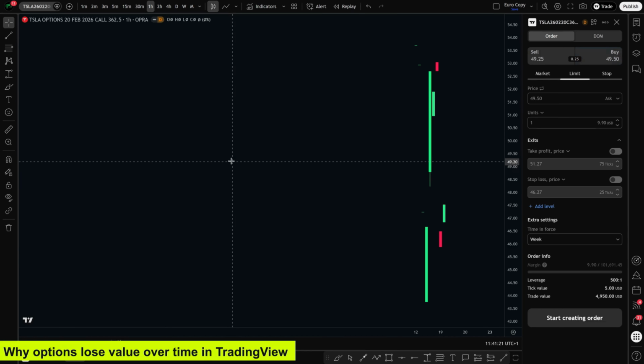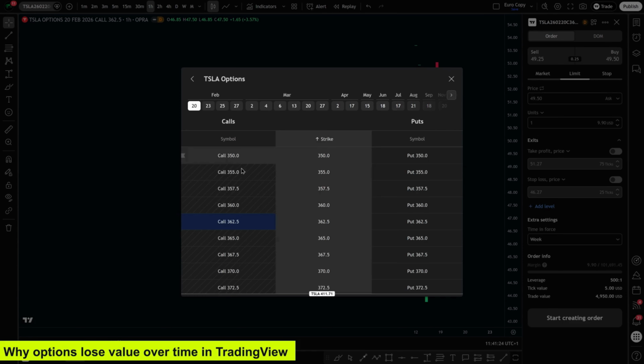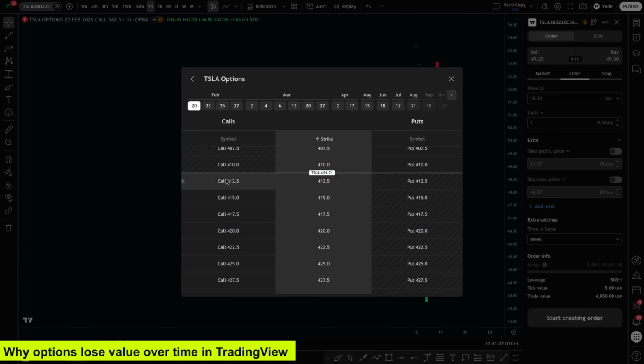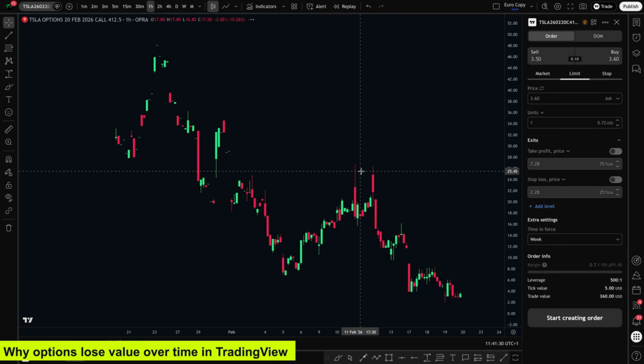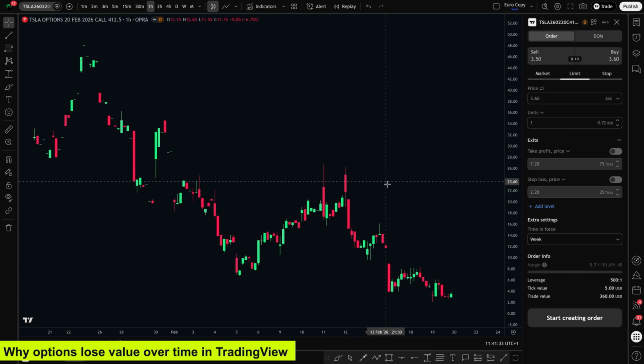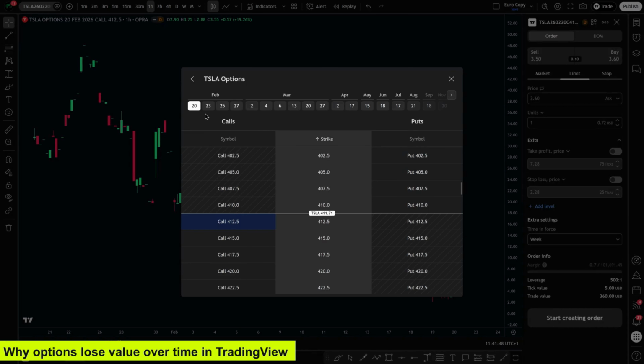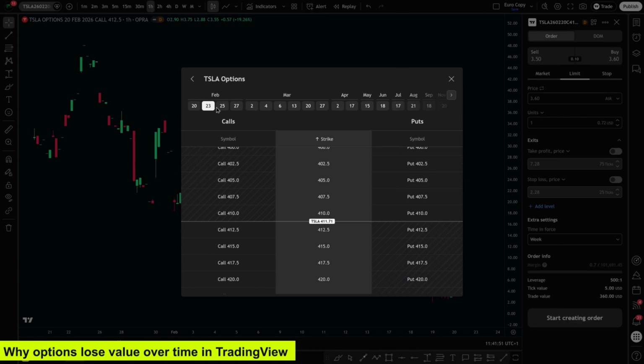Think of it like a melting ice cube. At first, it melts slowly, but as it gets smaller, it melts faster. The same thing happens with options. Decay accelerates in the final weeks and especially in the final days before expiration. So when you choose short-term contracts in TradingView, understand that time is working against you. If price does not move quickly in your favor, the contract loses value daily. In options trading, timing is just as important as direction.